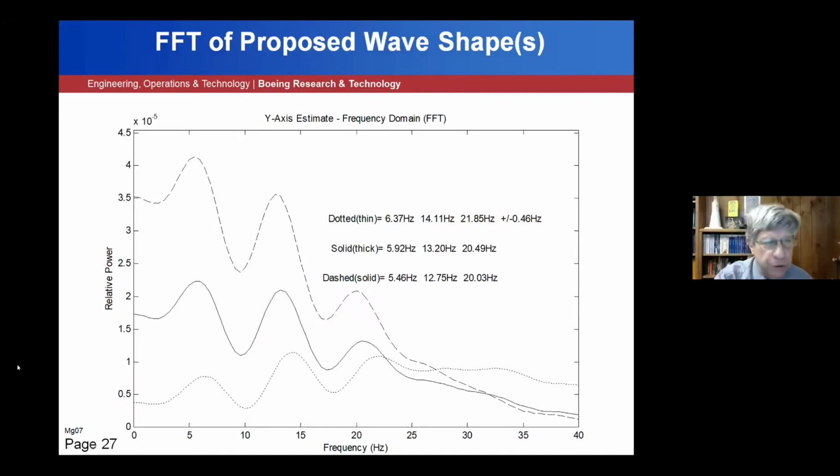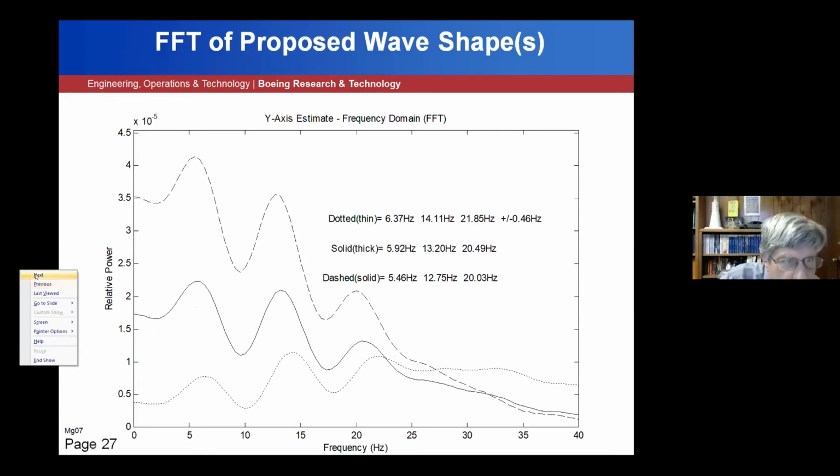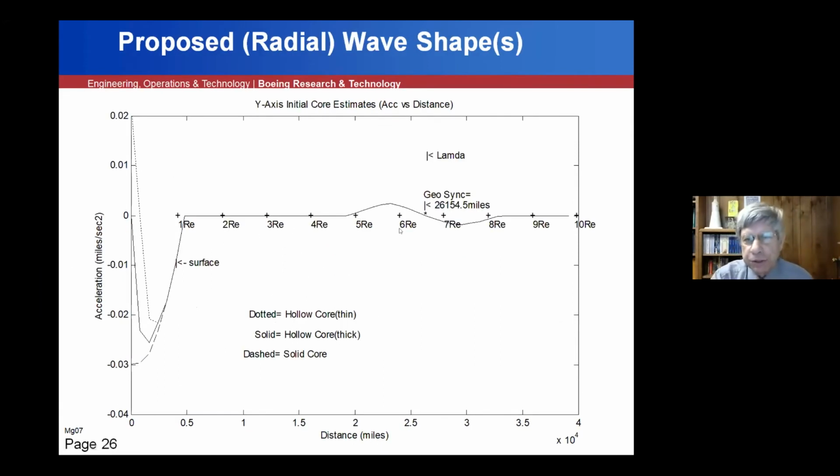Oops, I just pushed the wrong button. Let's try that again, which sets out here at 6.6 RE or 26,154 miles, which is from the center out to that point is 1 wavelength. And then if you went out 2 wavelengths, you'd be way out there, but I don't have the scale showing.